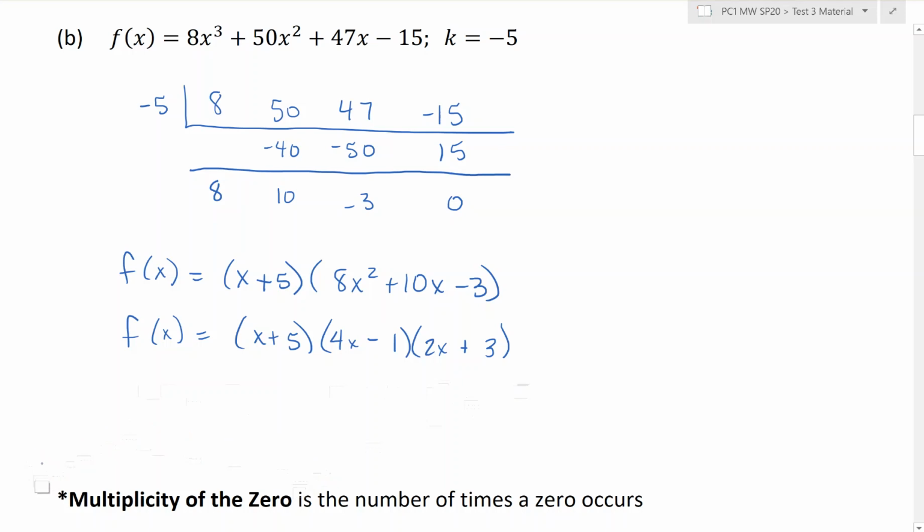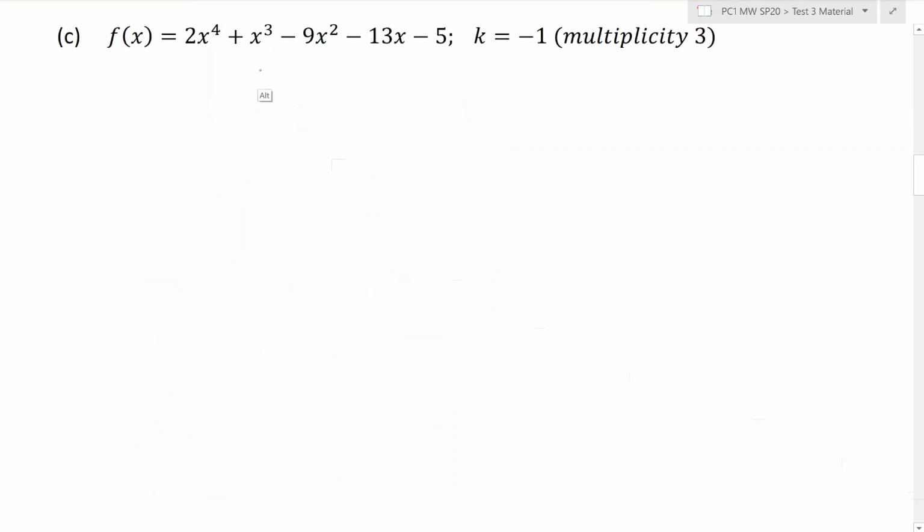All right, one of the definitions you had in your at-home notes was the idea of a multiplicity of 0. That's the number of times that a 0 occurs. So on this problem, it says that negative 1 is a 0 of multiplicity 3. In other words, that means that I have x plus 1 3 times. I can divide this polynomial by x plus 1 evenly 3 times. So what is that other factor?